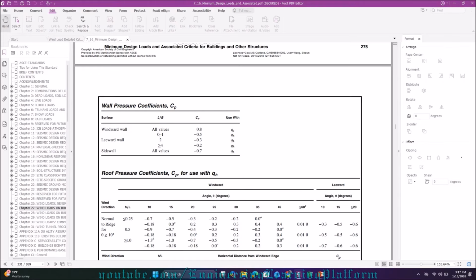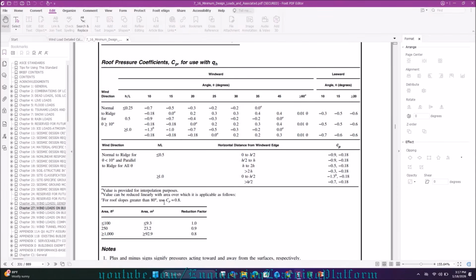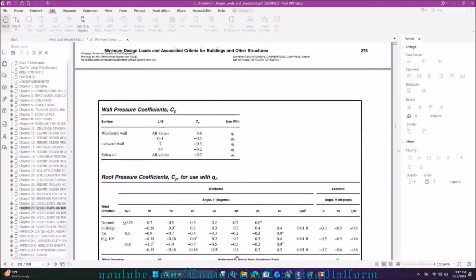If your wind is normal to ridge, then you will have a different value of L over B ratio, and if your wind is parallel to ridge, then you will have a different value of L over B ratio. That's what I am going to show you right now. So this is for external pressure coefficient for walls. We will be discussing roof later on. First, let us understand this wall external pressure coefficient.